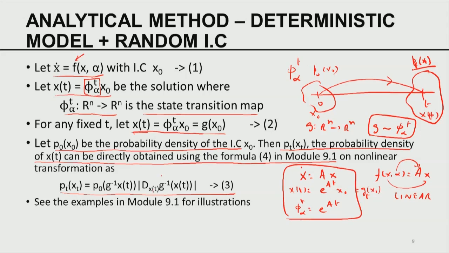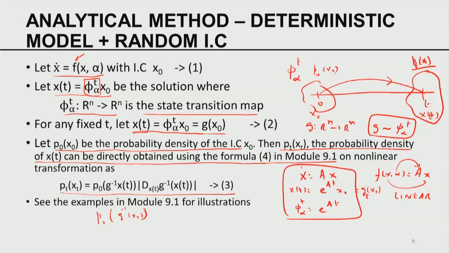Now, let us look at what is happening here. p naught is the initial density that is evaluated at g inverse of x of t. Why g inverse of x of t? Because the distribution of x naught is known. g of x naught is the value of the solution at time t. So, g maps the initial state to the state x of t.